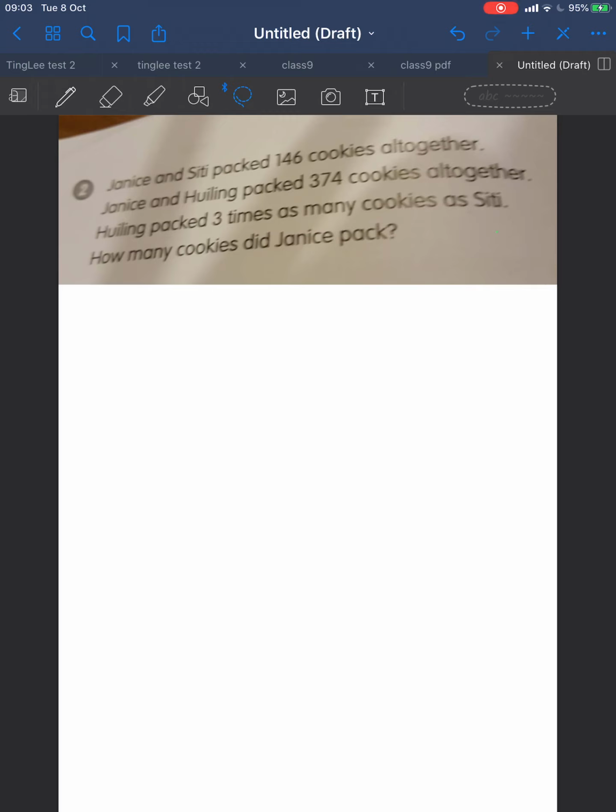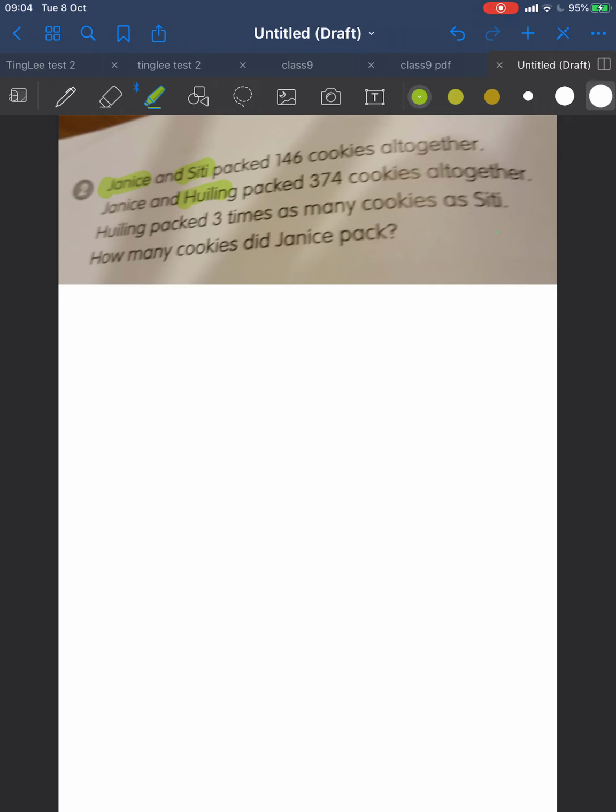Okay, we are going to solve this problem. In this question, we have three variables. I'll show you what they are: Janice, City, and Huiling. We want to know how many cookies each person packed, and we have some relationships between these three people.